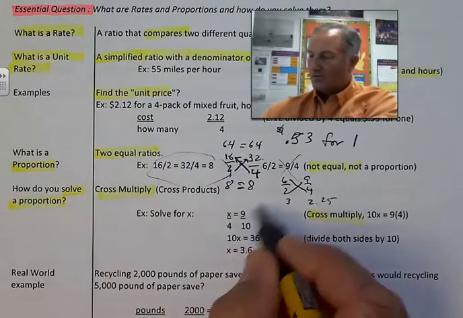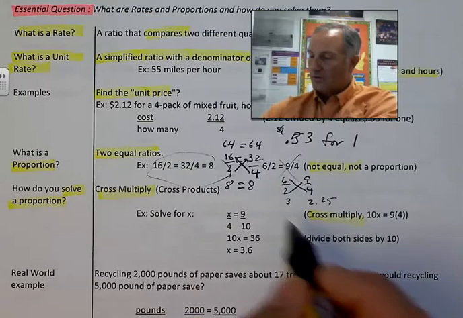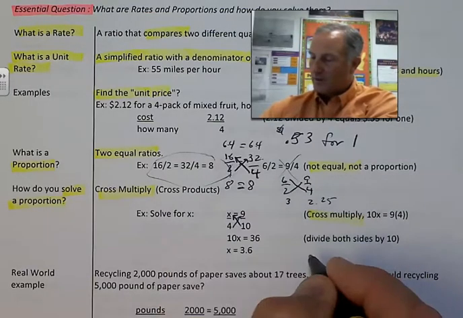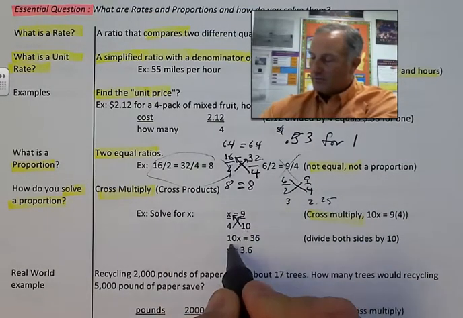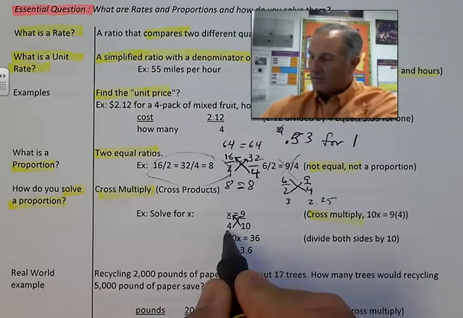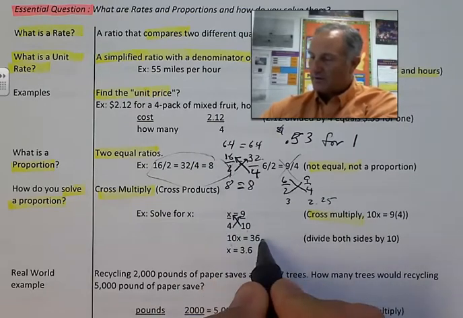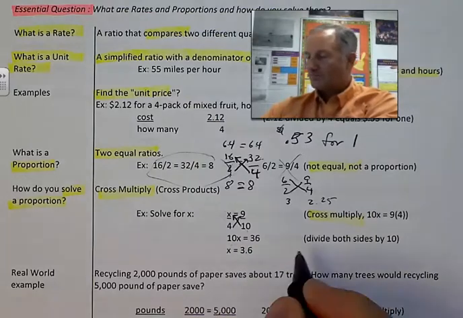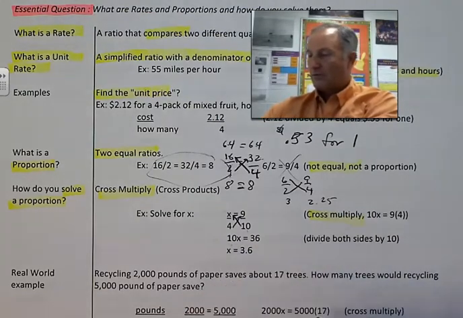Well, it's kind of tough to do this simplifying stuff, but you can definitely cross multiply here. 10 times x, I brought it over to the x side, to the top side. Bring this 4 up to the 9 side. 9 times 4 is 36. How do you solve for x? You just divide the 10 out. So x is equal to 3.6.